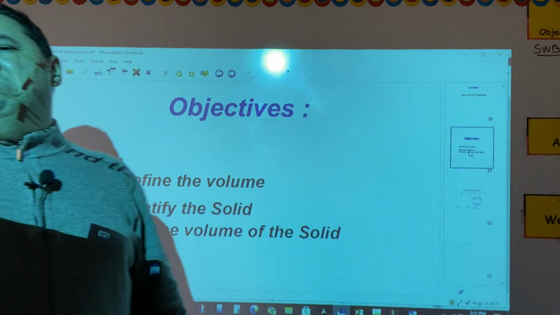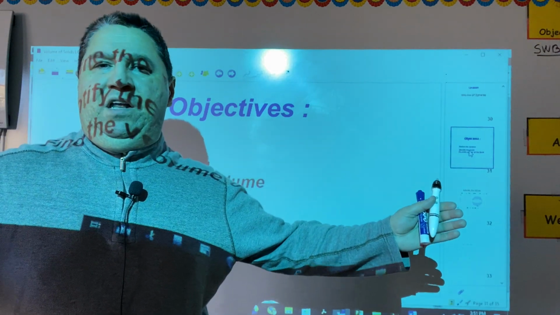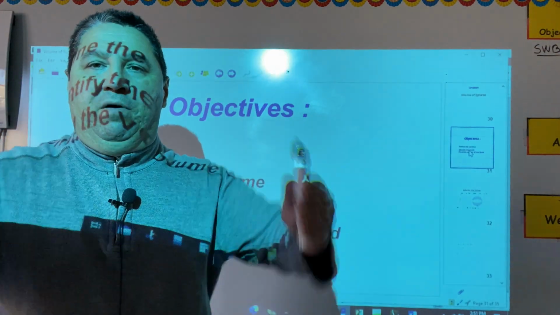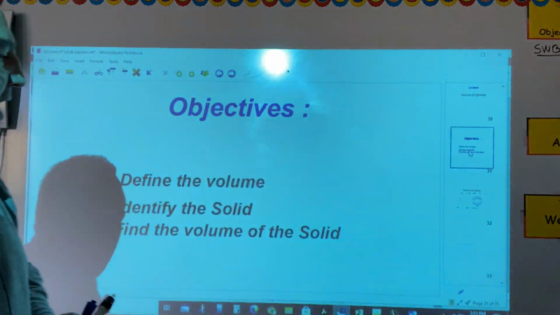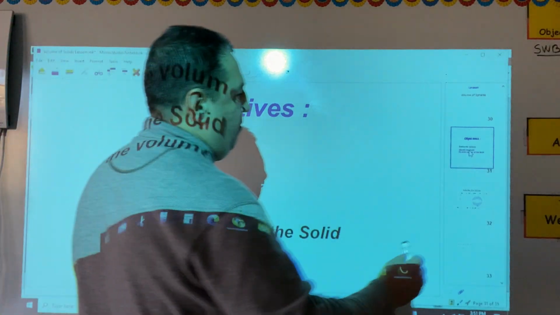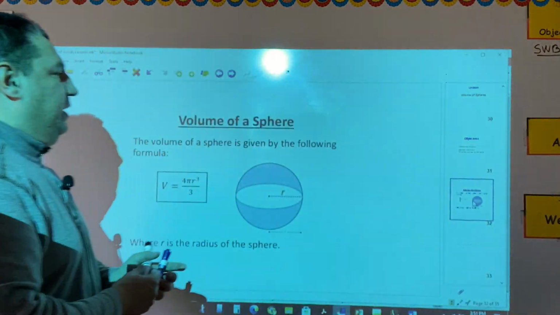Identify the solid. Everybody knows what is a sphere. It looks like a ball, a perfect ball, right? Now, how to find the volume of a sphere?